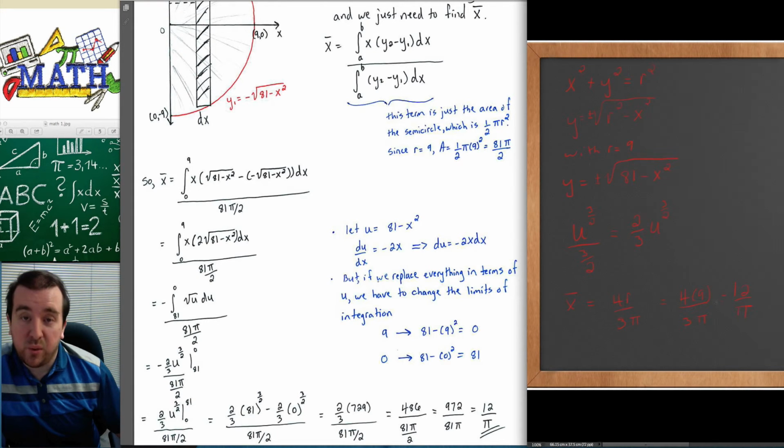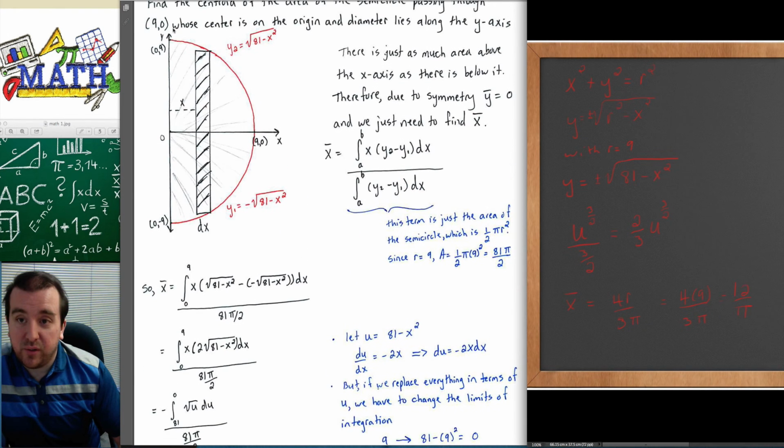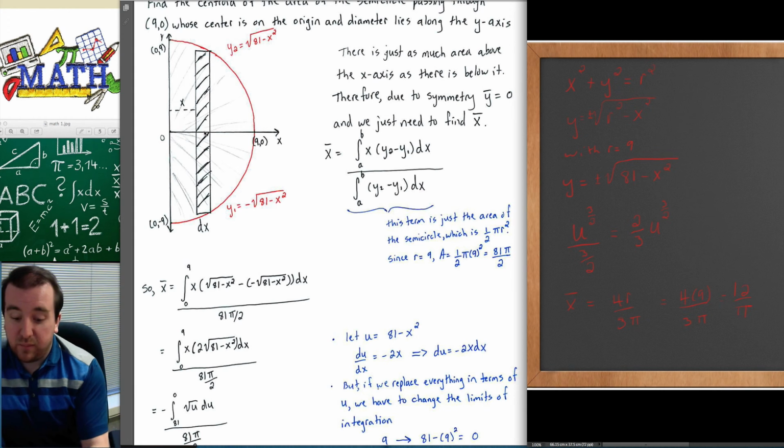So x bar is 12 over pi. And like I said, that would be on the x-axis, because remember, y bar has to be 0. Just to show the graph again, y bar would have to be 0. So 12 over pi is somewhere on this line, and the centroid would be somewhere on that line. And yeah, so that is the centroid: it's at x bar 12 over pi, and at a y coordinate of 0.